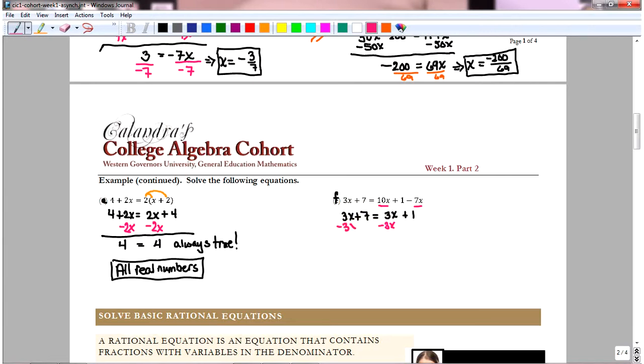So when we subtract 3x from both sides, okay, the variable 3x drops out, and we're left with 7 is equal to, and then we have a 1 on the right side. Well, 7 does not equal 1. That's a false statement. So when you're simplifying an equation and you end up with something that's false, that means that there is no real solution. There's no number that you can plug into x that's going to make that equation true.